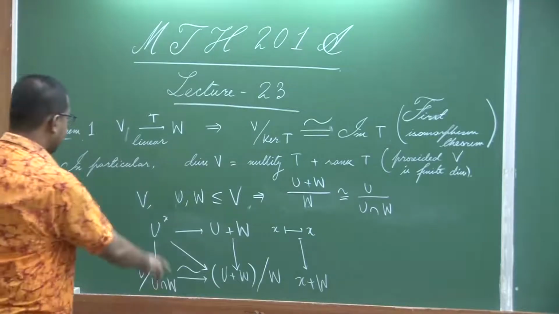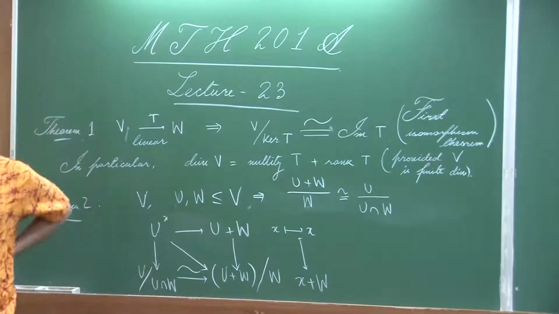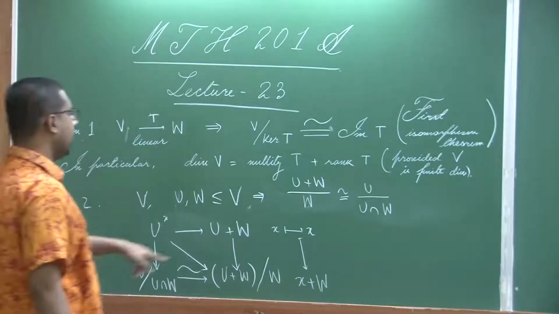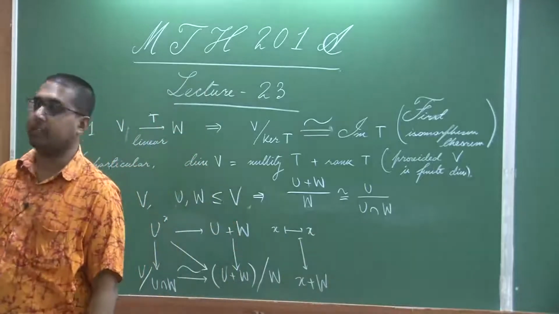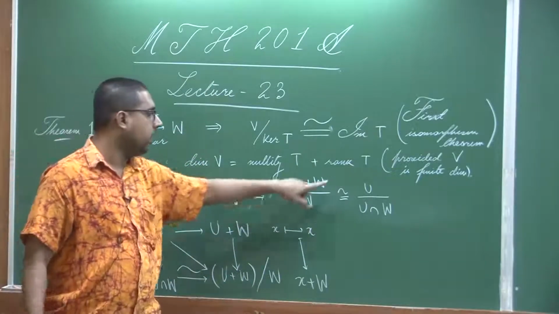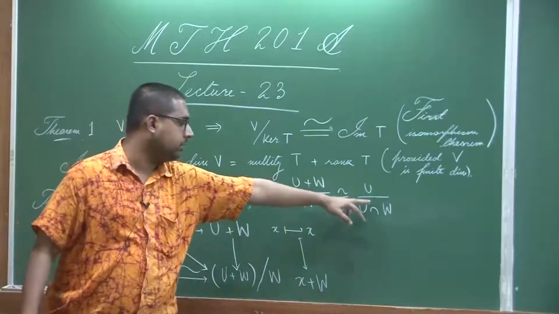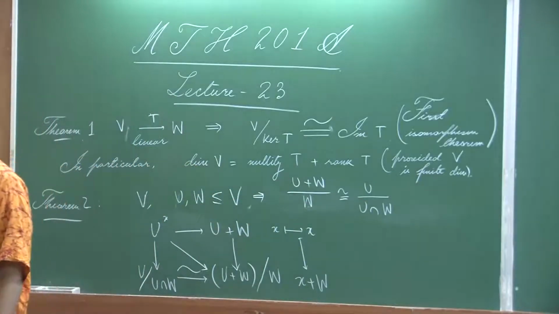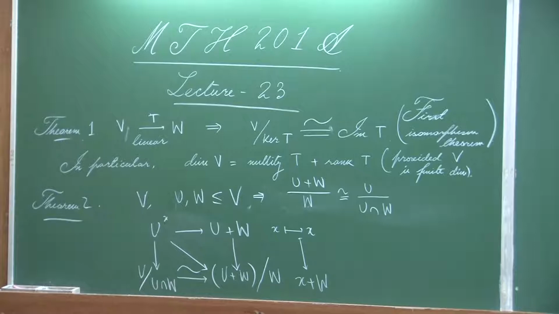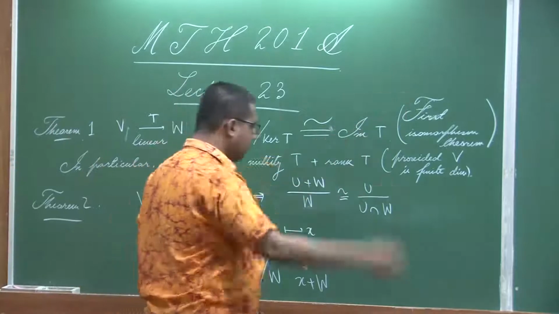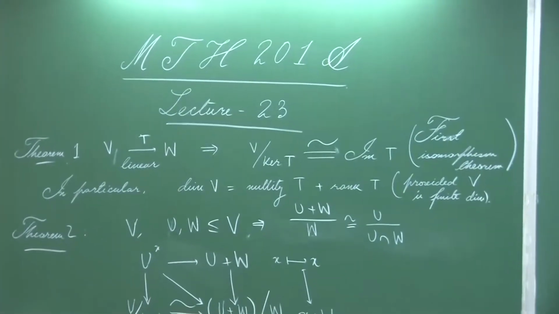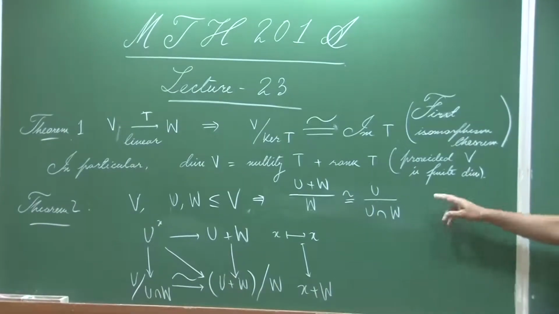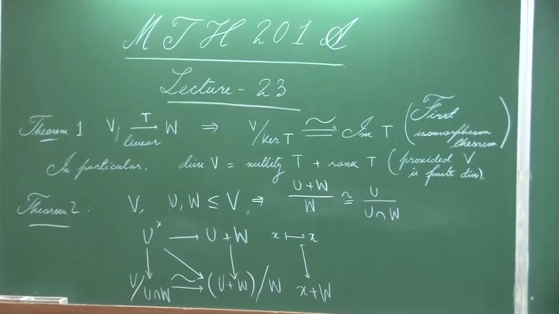If V happens to be finite dimensional, then you can calculate the dimension of both sides. What is the dimension here? Dimension of u plus w minus dimension of w, and you see here this is dimension of u minus dimension of u intersection w. So, if you bring them to one side, you get the dimension formula for the sum of two subspaces. What we have proved here is a generalization of that. Fine.